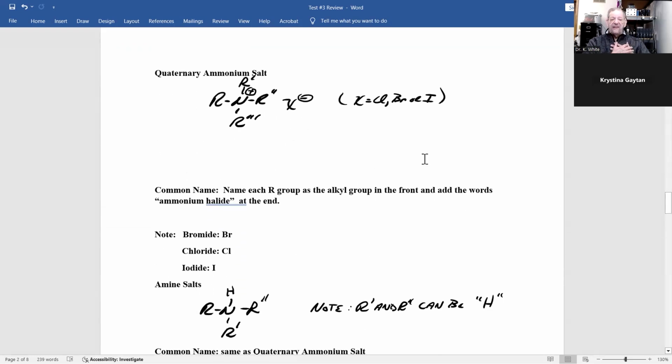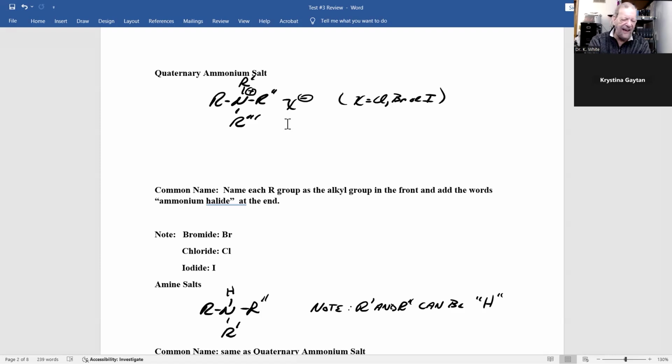Now, something really near and dear to my heart is a quaternary ammonium salt. Unlike carbon, nitrogen can have 3 bonds to it and 4 bonds to it. And here in a quaternary ammonium salt, we have 1, 2, 3, 4 R groups. Because there's a plus sign, a charge on nitrogen, and all molecules have a net 0 charge, you need an anion. For this class, I'll just stick to halogens, X minus, where X is chlorine, bromine, or iodine.